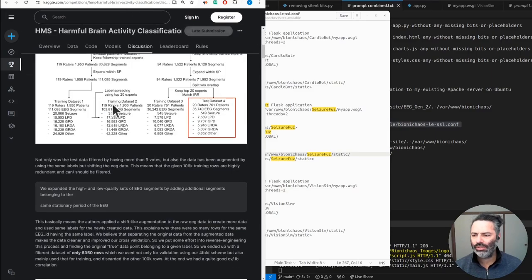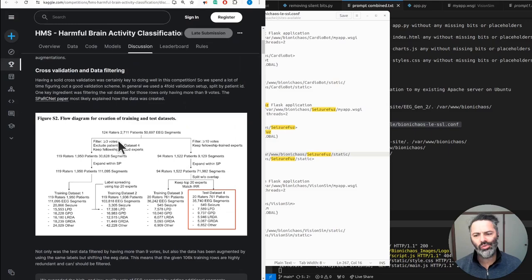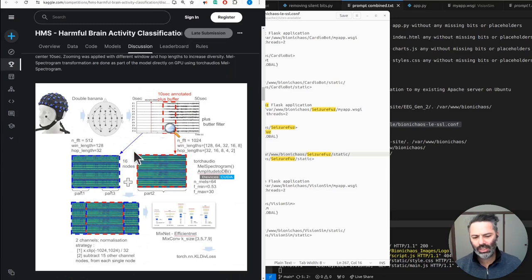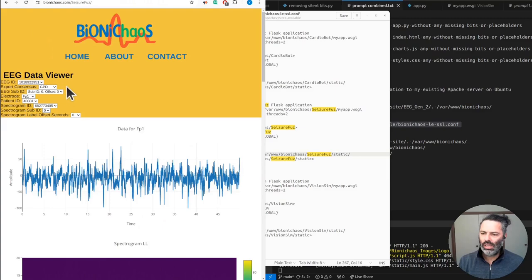Second place, going straight into the code. Now it's the creation of dataset. Does this suggest they're actually looking at the spectrograms, this team? I don't know. Anyway, we'll have to wrap up.